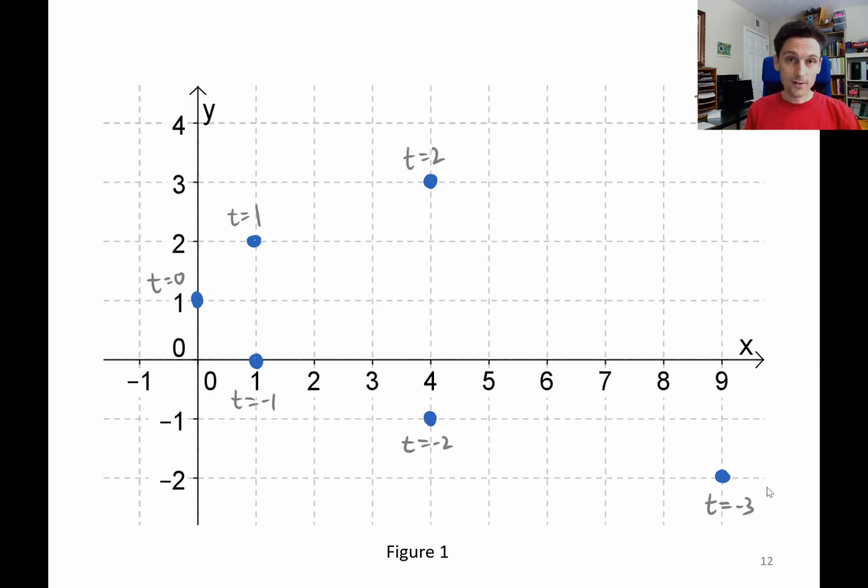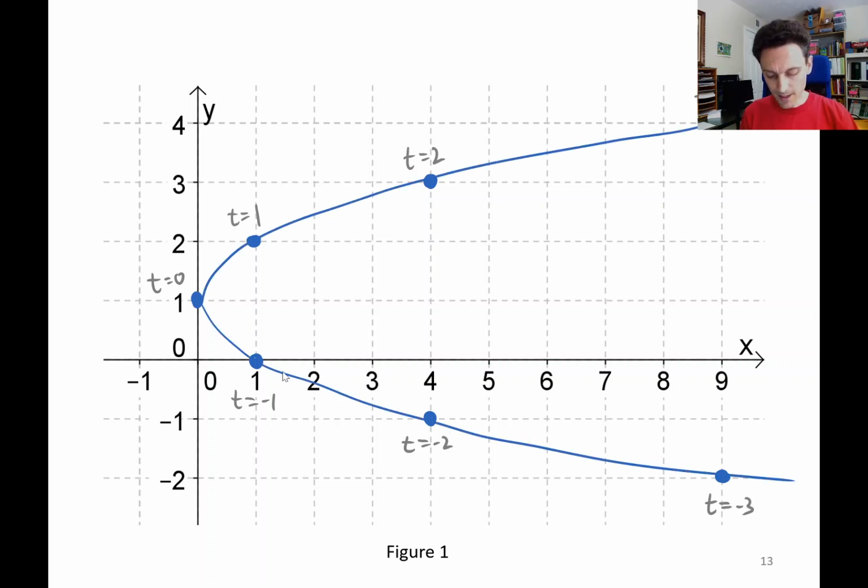And then what we could do is imagine there's probably a t equals -2.5 point somewhere in the middle of the t equals -2 and t equals -3 points. So there are more points on the graph. We just haven't found them yet because we haven't plugged in those t values. But by drawing these points, we can get a sense of what the curve is going to look like. It looks like some kind of parabola that's opening to the right with a vertex of 0, 1.